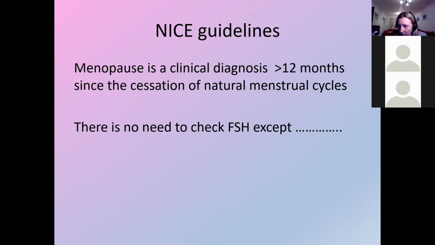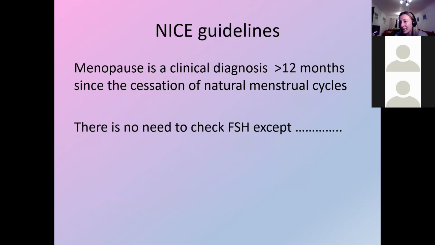Menopause is a clinical diagnosis. It means 12 months since the cessation of last menstrual cycles. You can diagnose it on history. And the average age for your periods to stop is 51 in the UK, but the range that is normal is 45 to 55. And your symptoms can start 5 or more years before your periods stop.